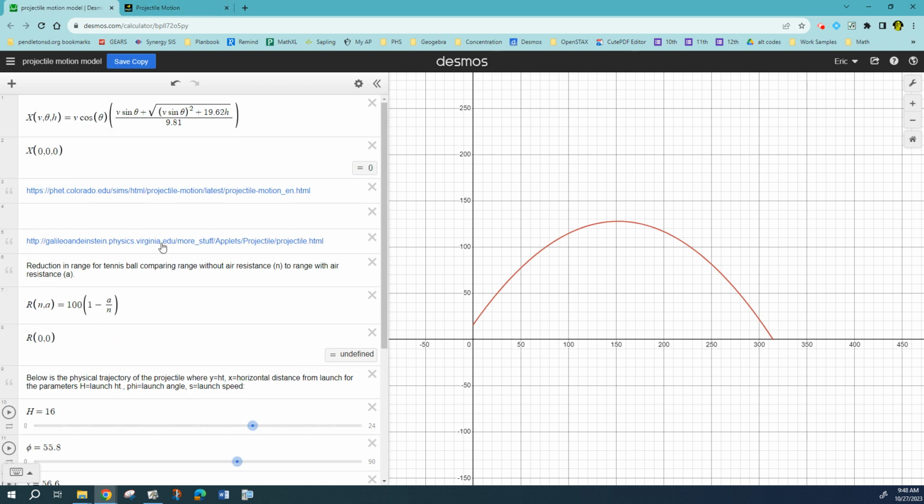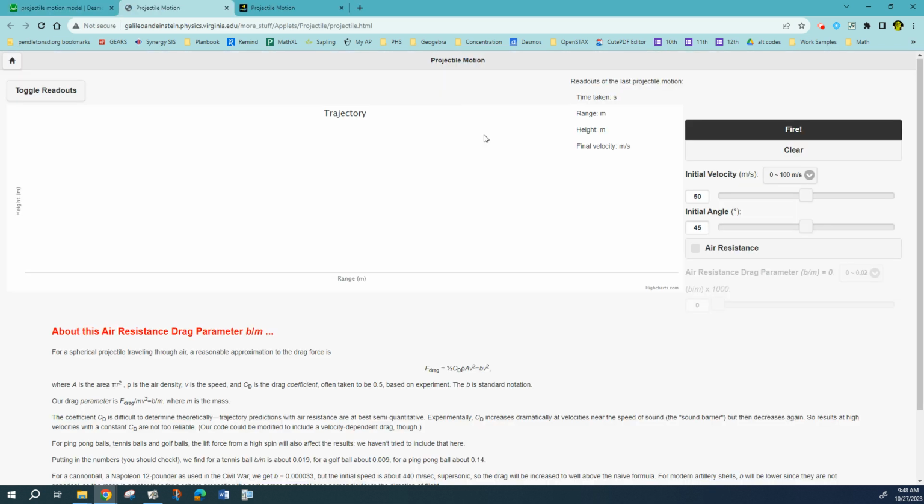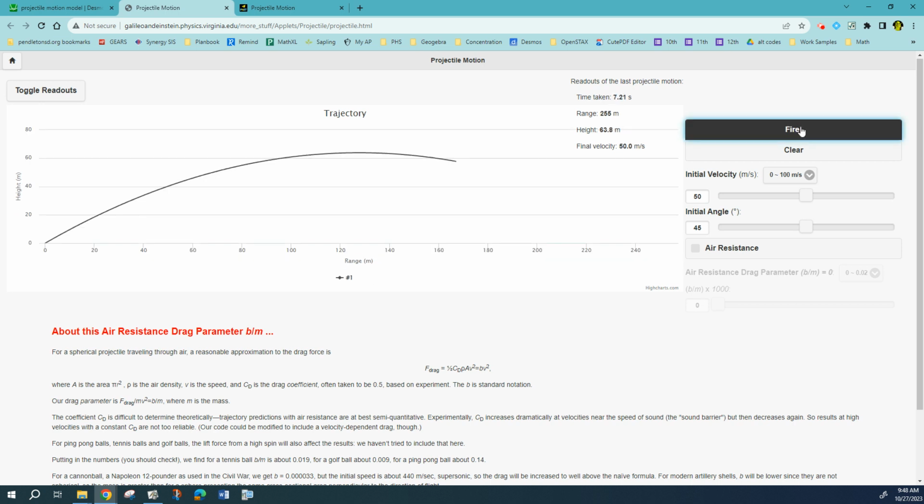Okay, we can do, here's another one I found from University of Virginia. They had a cool little model set up here where you can control the velocity anywhere from 0 to 100 meters per second, control the angle, and it tells you what the range is, 255, and how long it stays in the air. Okay, we can do all kinds of stuff.